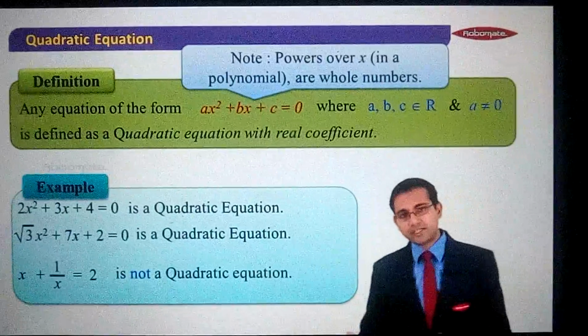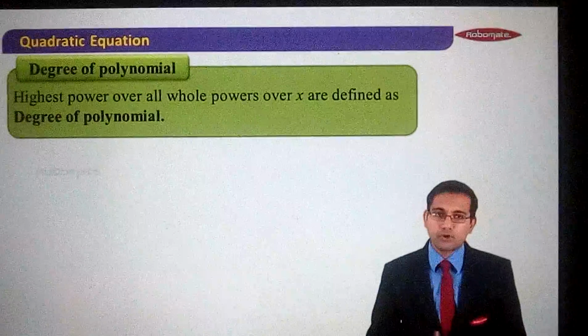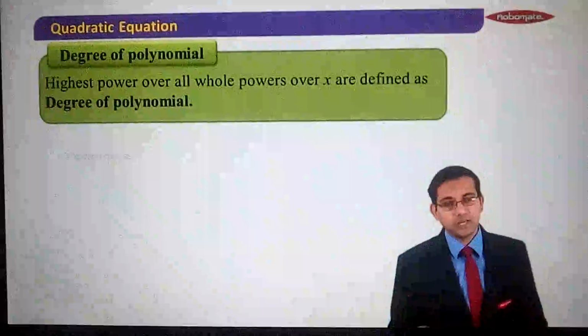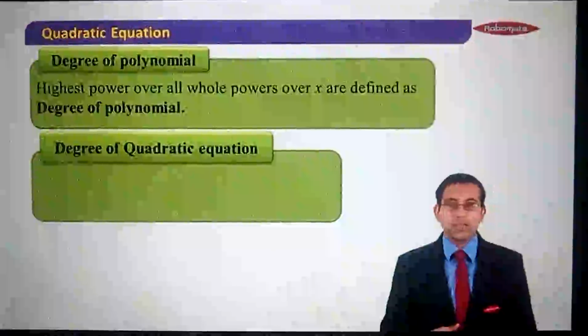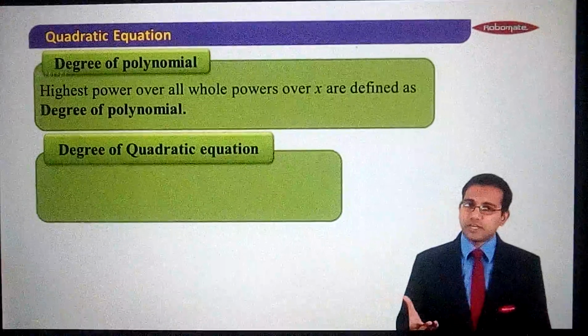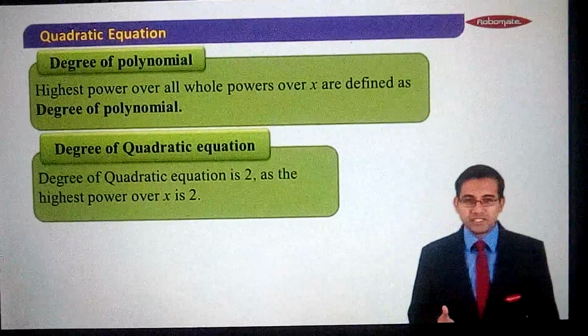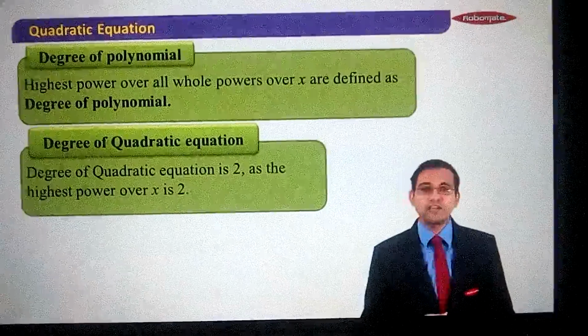Let us move to the next idea, which is called the degree of a quadratic equation. Now what is the degree of a quadratic equation? Among all whole powers in a polynomial, the highest power is called the degree of the polynomial. With that definition, can we say what the degree of a quadratic equation is? A quadratic equation has highest power 2, hence the degree of a quadratic equation is going to be 2.